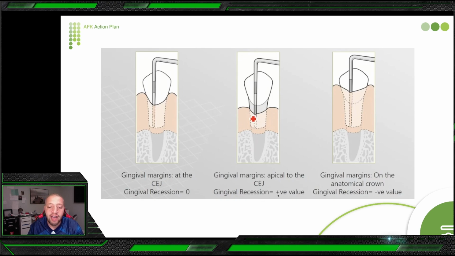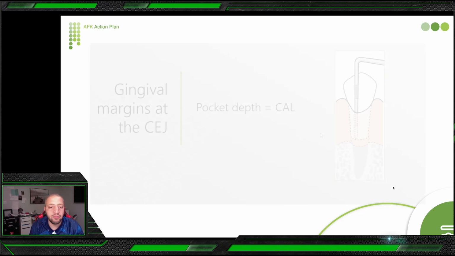So the probing depth will be less, but the clinical attachment loss will be more. Why? Because you have a positive value of gingival recession. And vice versa on the other side: if the gingival margin is coronal to the cemento-enamel junction, you will have a long probing depth, but minimum clinical attachment loss, as the gingival recession here will be negative. So let's explain it more here.